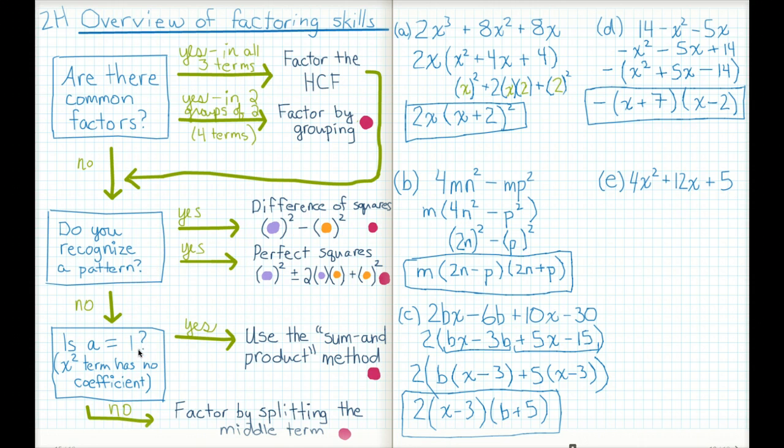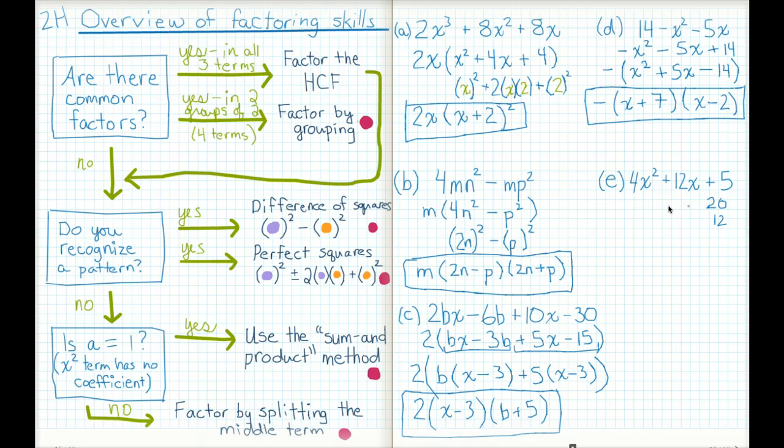So I'm now down in this last question, is a equal to 1? A is not equal to 1, it's equal to 4. So I'm going to go this way, and this is a factoring by splitting the middle term. So factoring by splitting the middle term says multiply a and c together. So I have to get 20. And then I need two numbers that multiply to 20 and add to 12.